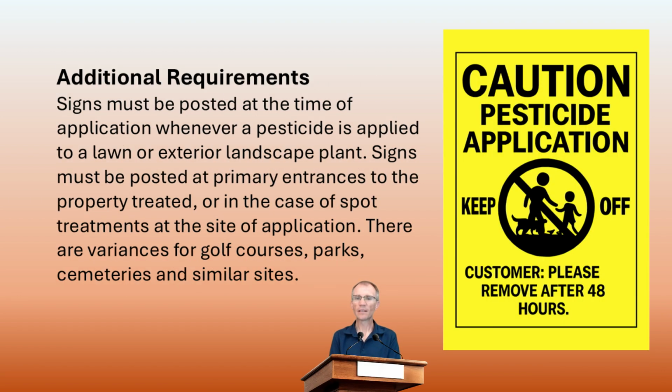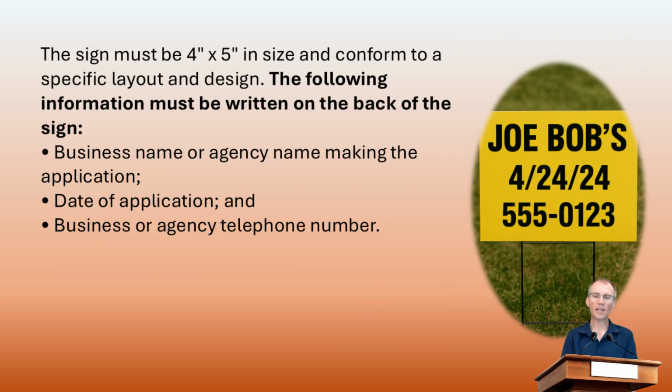Additional requirements. Signs must be posted at the time of application whenever a pesticide is applied to a lawn or exterior landscape plant. Signs must be posted at primary entrances to the property treated, or in the case of spot treatments, at the site of application. There are variances for golf courses, parks, cemeteries, and similar sites. The sign must be 4 inches by 5 inches in size and conform to a specific layout and design.